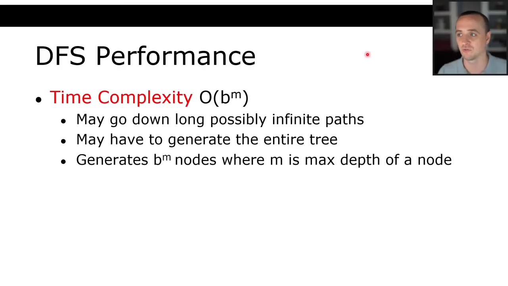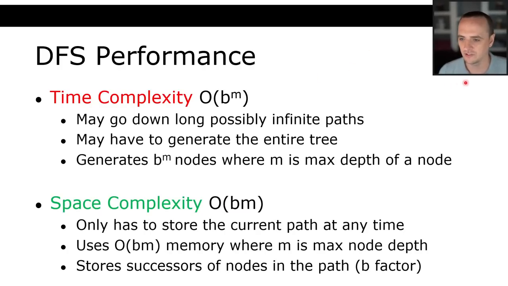Depth first search is really bad on its own. However, the saving grace of depth first search is its space complexity, because it doesn't need to store the entire tree at any given time. It just needs to store the current path at any time. So it's only going to use B times M memory instead of B to the power of M memory. Okay, that's really cool. So let's see if we can come back to that in a bit.